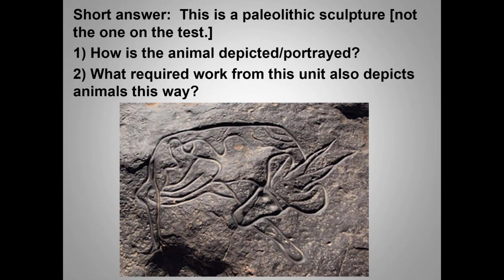Here again, this is not the image you're going to get on the test. This sleeping antelope was carved into a rock in Algeria. The animal that appears on your test was carved into a rock in France. But if you can figure out the answer for this image, you'll get the other one right as well. You should have the name for this kind of perspective in your notes, and you should be able to find the work that also employs this perspective.